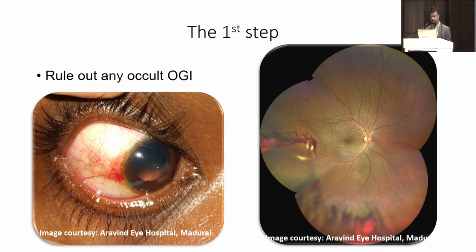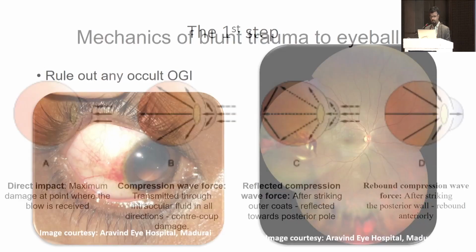So what we find when we dilate the patient is that there's an intraocular foreign body that has gone inside. So now the management changes, and we have to go for a vitrectomy with intraocular foreign body removal.